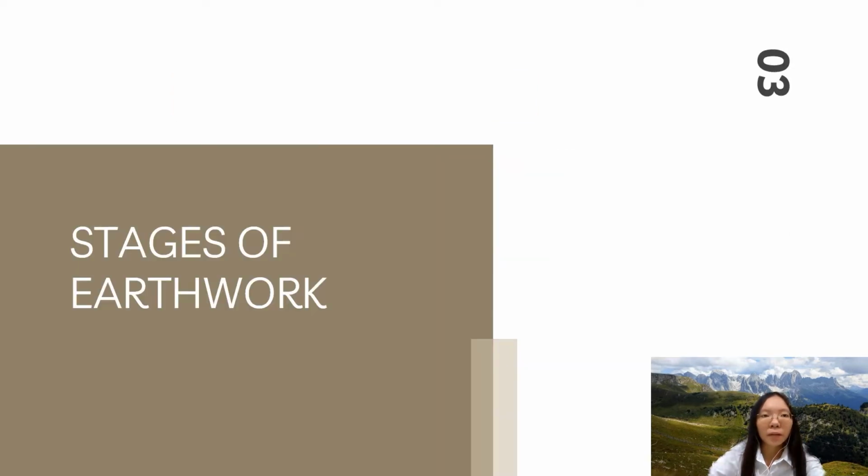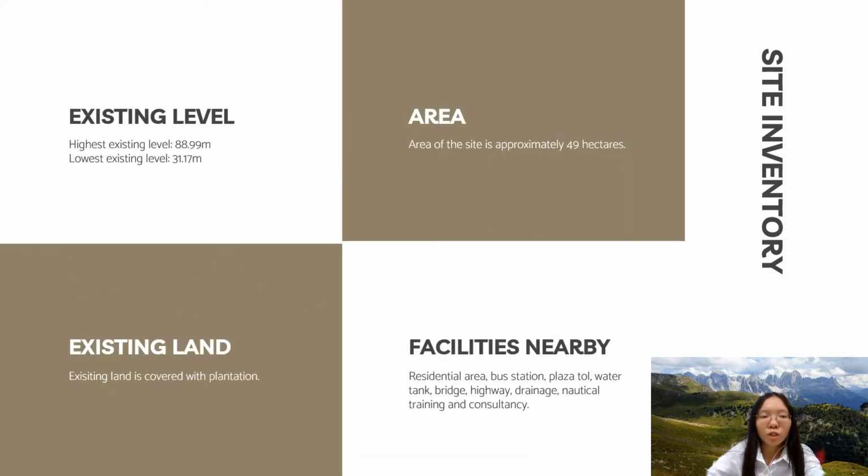In the third part, the stages of earthwork will be discussed one by one. The first stage of earthwork is site inventory. We carry out site inventory to determine the existing level for the project site. We have found out that the highest existing level is 88.99 meters and the lowest is 31.17 meters. From the site inventory, we can also roughly know the area of the site is approximately 49 hectares and the existing land use is plantation.